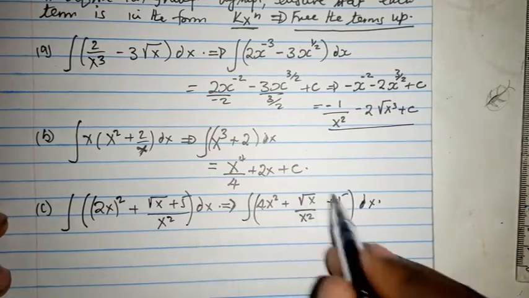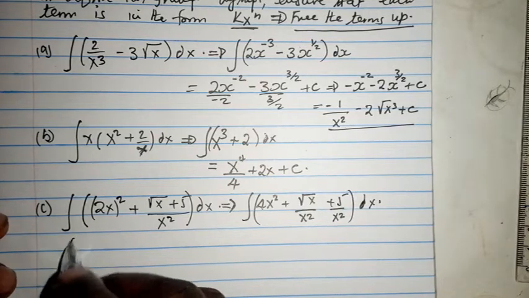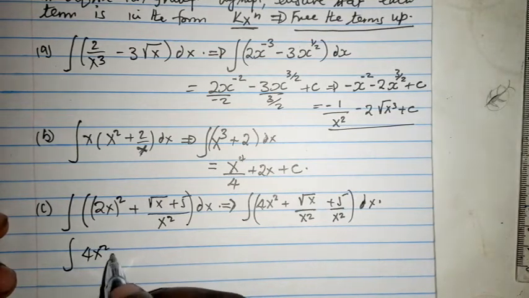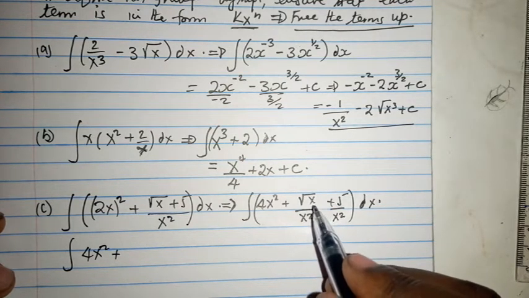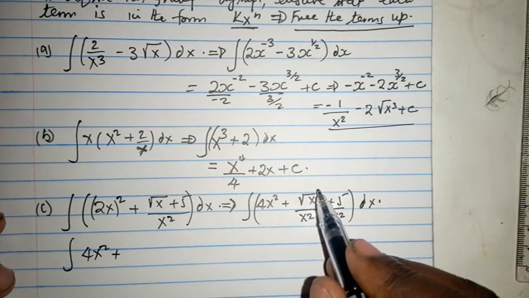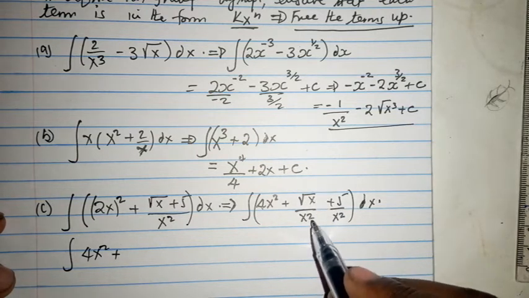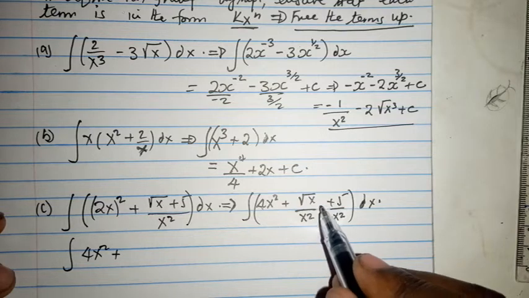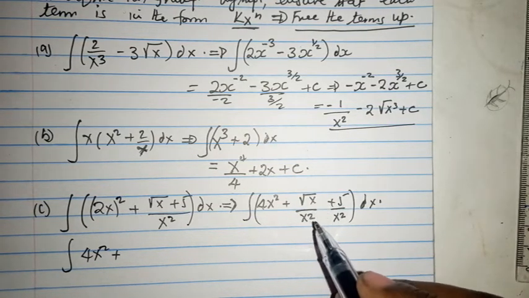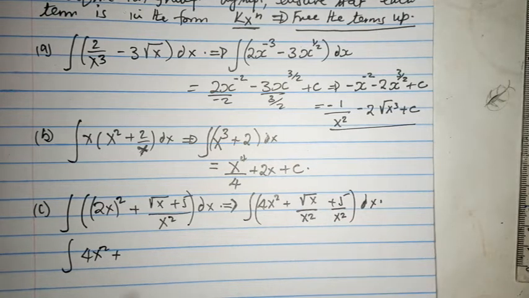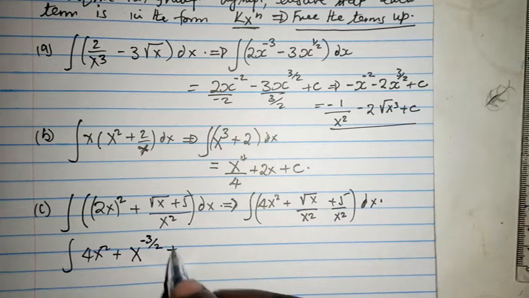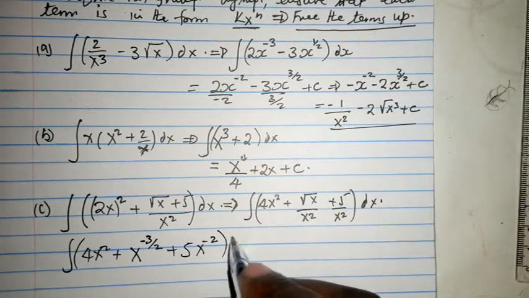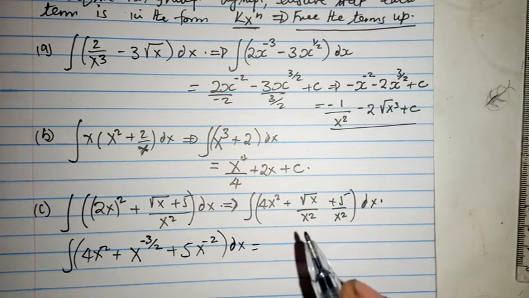So it's our duty now to clean up a little bit here, and you're going to have the integral of 4x squared plus, this one is at the denominator, it must go up, and we have x raised to the power half minus 2, because this one is supposed to be subtracted when it gets back there. A half minus 2 is minus 1.5, so we are going to have x raised to the power minus 3 over 2 plus 5x raised to the power minus 2. Now all this with respect to x.